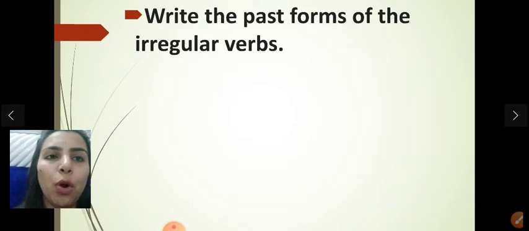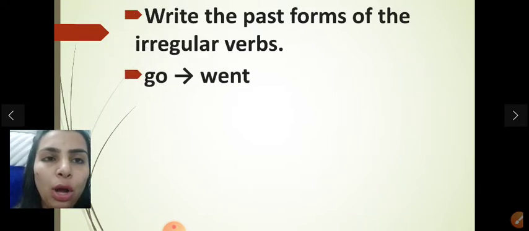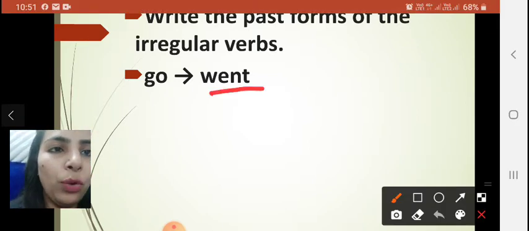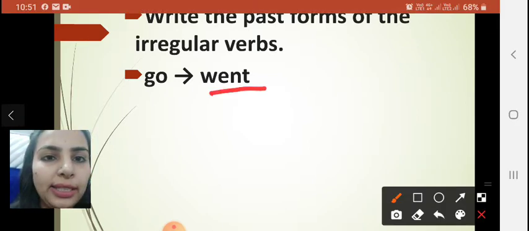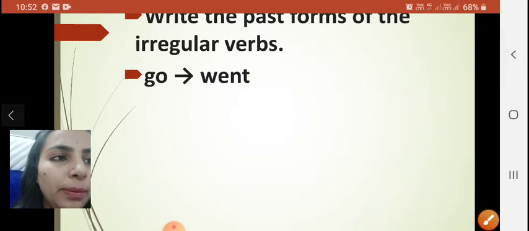Write the past form of the irregular verbs. We have to write the past form of irregular verbs. So the first one is go. What is the irregular form of the verb go? Went, W-E-N-T. Went. See the next.